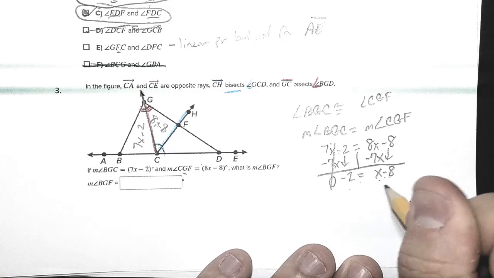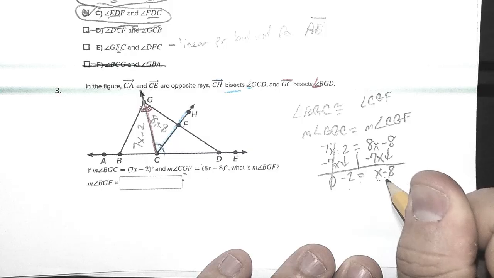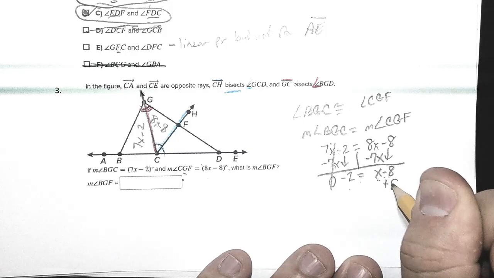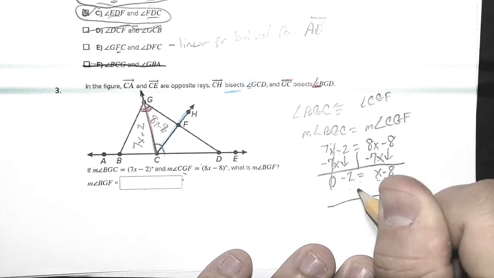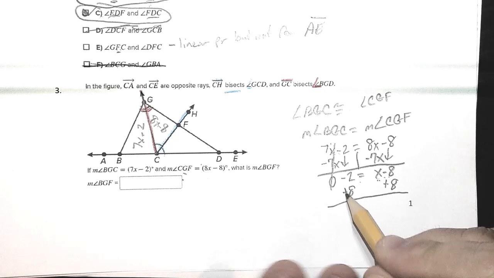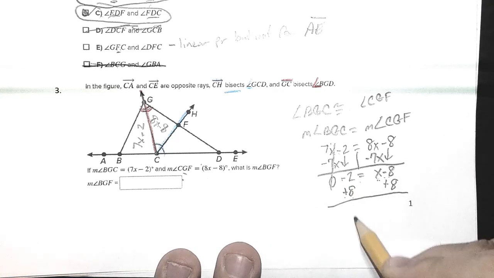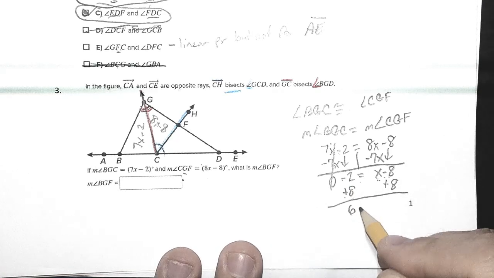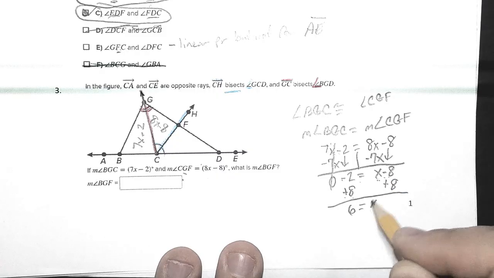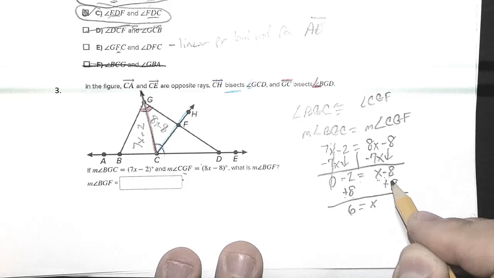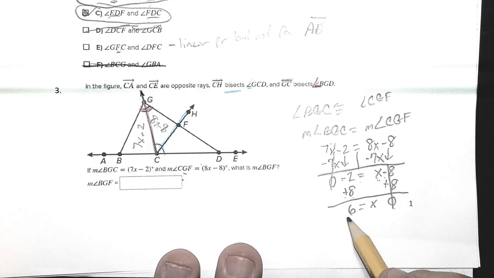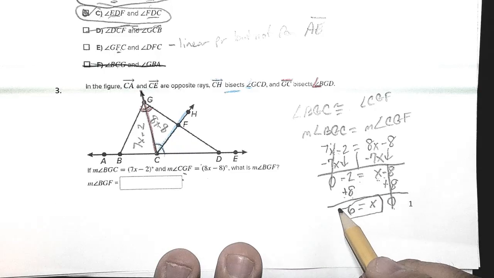All right, so what's my next step? I want to get x by itself. So it's a negative 8, so we're going to add 8. All right, so negative 2 plus a positive 8 is going to be a positive 6. Equals comes down. X comes down. Negative 8 and positive 8 makes 0. So this is gone. So what you have left is x equals 6.